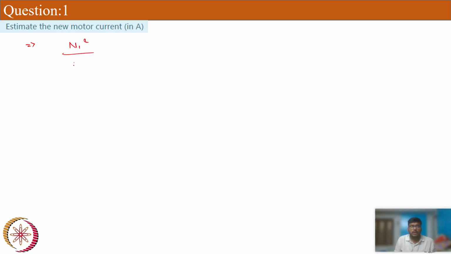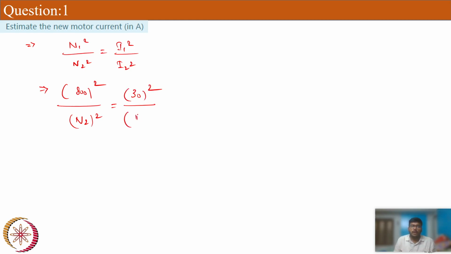N1 square by N2 square is equal to I1 square by I2 square. Now what is N1? It is 800 RPM, squared, divided by N2, which I don't know. I1 is the amount of current drawn, 30 squared, and I2, I don't know again. Now you solve this equation to get some relation. Squares only, all squares get cancelled.